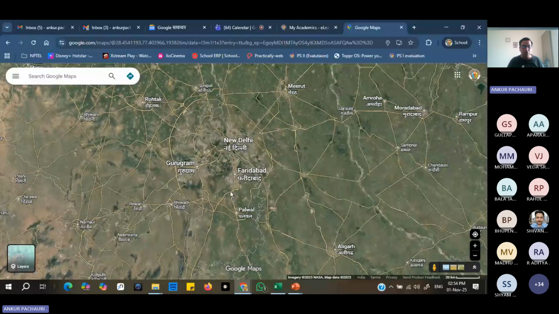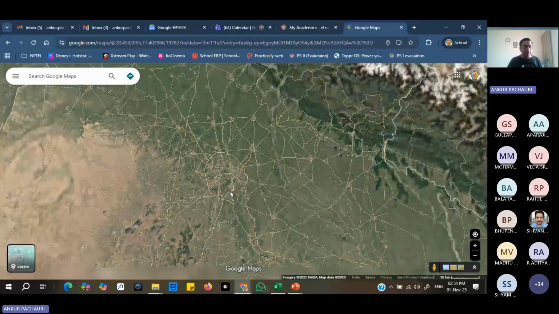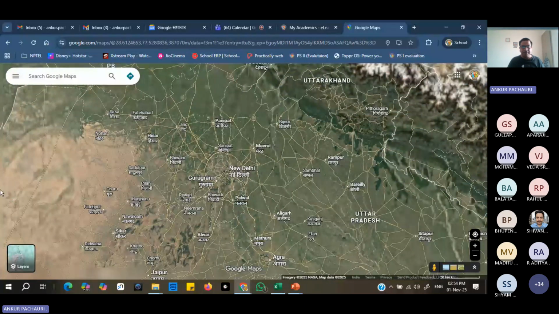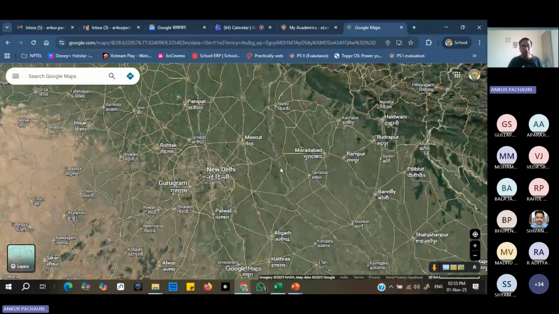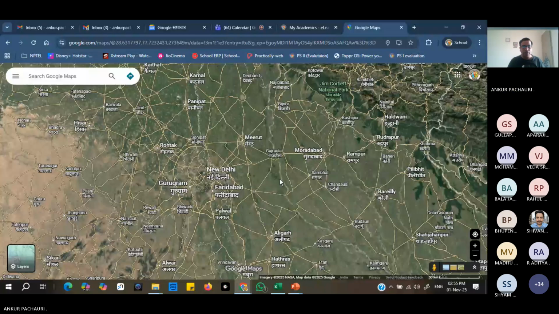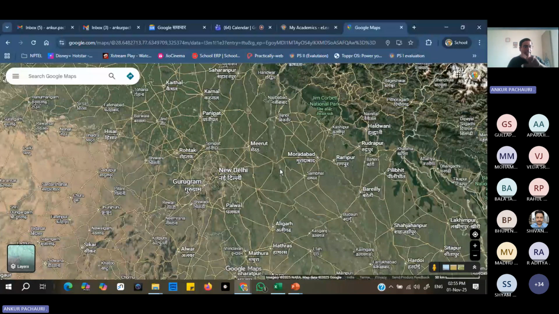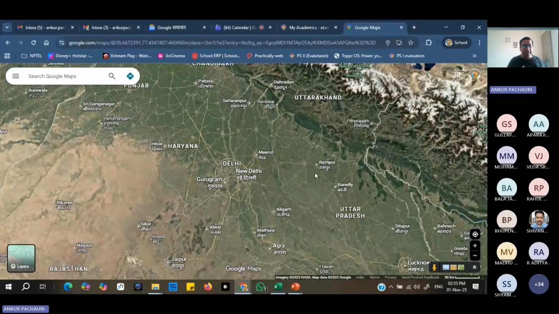But if I zoom out, new information will be visible, and some information which was earlier visible is now not visible to me. Suppose this Gajraula was visible at this point. When I zoom out, it disappears, because at this point it is not that important. Even when I zoom out more, some more cities disappear. So at this scale, those cities were not visible.